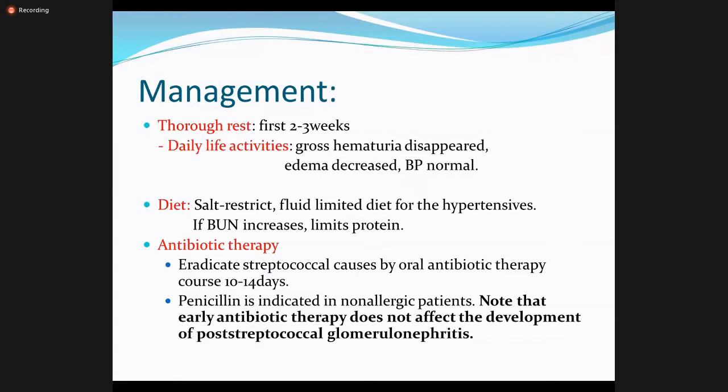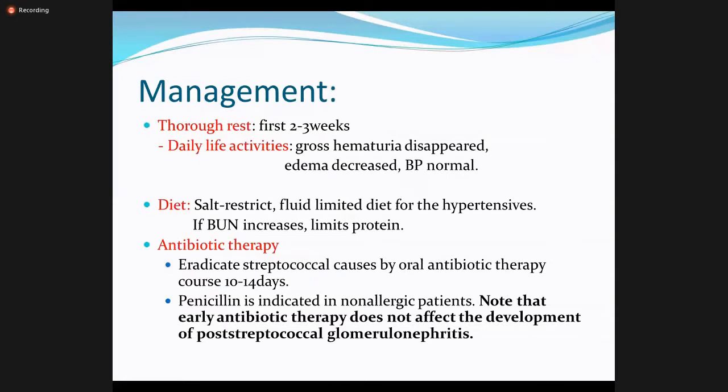Other management: if the child has hypertension, then you have to treat it. In case of mild hypertension, you only have to monitor. But if there is persistently raised hypertension more than the 90th centile, then initially you have to add diuretics and ACE inhibitors in children. If there is moderate hypertension, then you may add calcium channel blockers like amlodipine. So it depends upon the degree of hypertension in children.